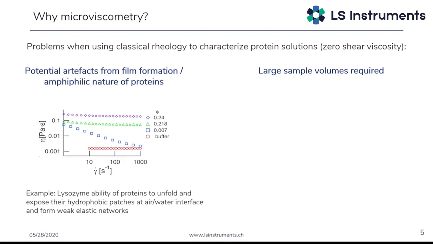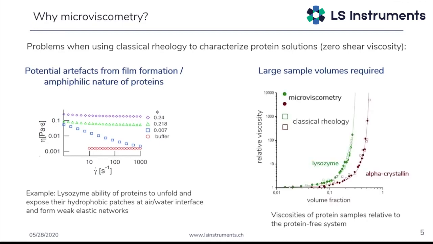Moreover, these typical rheometer tools for classical rheometry use rather large sample volumes. And that is, of course, almost prohibitive when we look at the precious proteins that we may make in protein engineering experiments and in early stages of drug developments. And so we need a way to do experiments that require much less volume and that are also independent of these artifacts, in particular at lower concentrations. And this is where microviscometry comes into play.